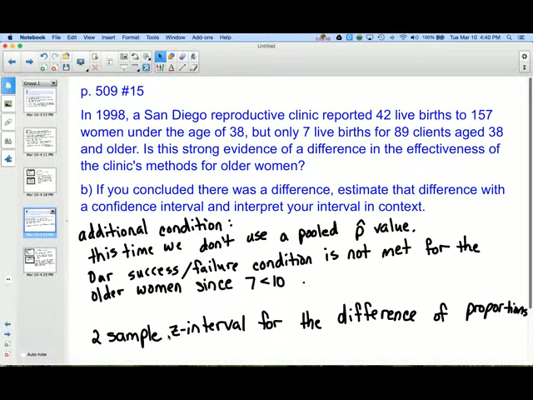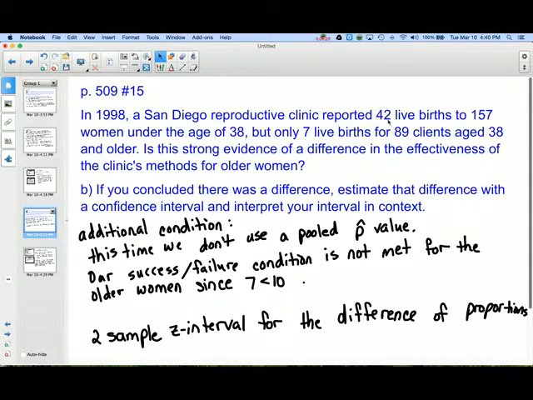Okay, so then part B asks you, if you concluded there was a difference, which we did, estimate that difference with a confidence interval and interpret your interval in context. So most of the conditions have been met, but there's one condition that's different. When we do a confidence interval, we don't use the pooled p-hat value. So if you take a look at our success failures, we only had 7 live births out of the age 38 and older women. This needed to be 10, and it's not. So we do have a violation of one of those conditions. You'd want to make sure that you mention that. The rest of them are all fine.